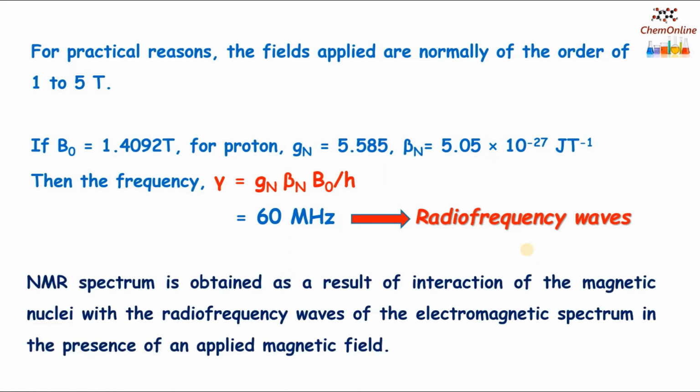So we can say an NMR spectrum is obtained as a result of interaction of the magnetic nuclei with the radio frequency waves of the electromagnetic spectrum in the presence of an applied magnetic field. This is the quantum mechanical description of nuclear magnetic resonance spectroscopy.